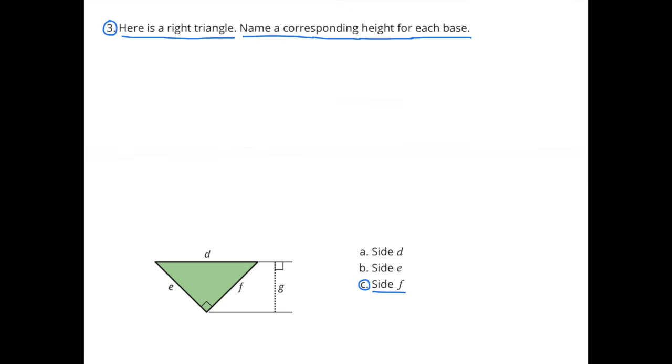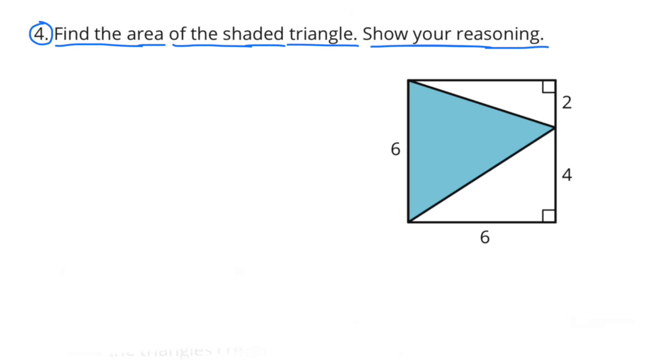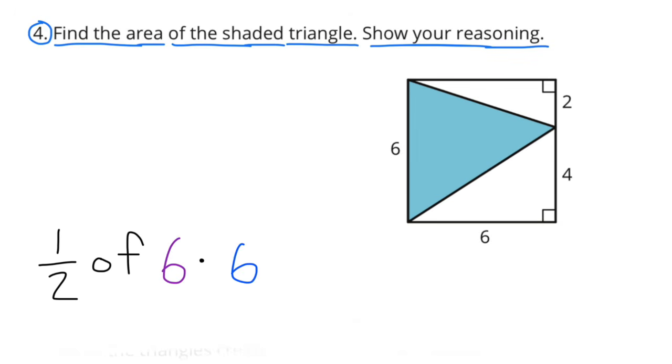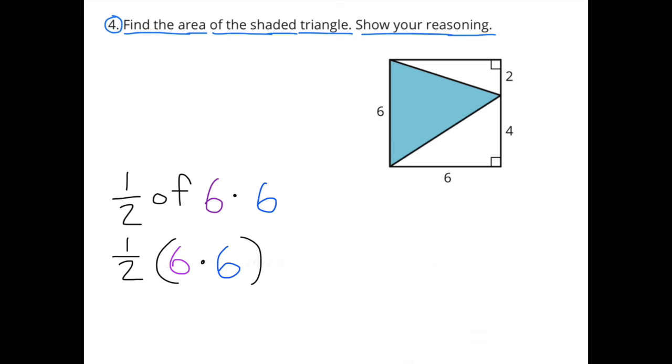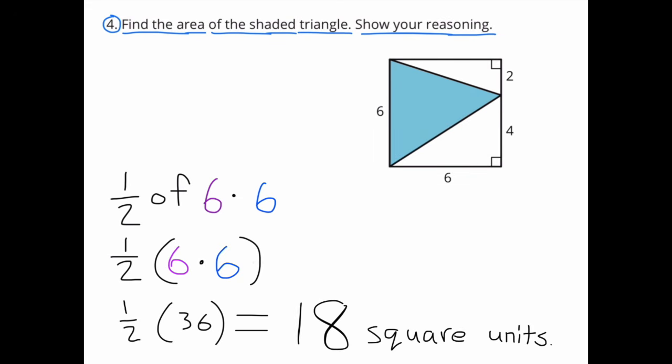C. If side F were the base, then the corresponding height would be side E, because side E is at a 90-degree angle to side F. Number 4. Find the area of the shaded triangle. Show your reasoning. The shaded area is the shape of a triangle, so we're going to use the formula 1/2 of base times height, and in this case it would be 1/2 of 6 times 6. And 6 times 6 is 36. Half of 36 is 18, so the area of this shaded triangle would be 18 square units.